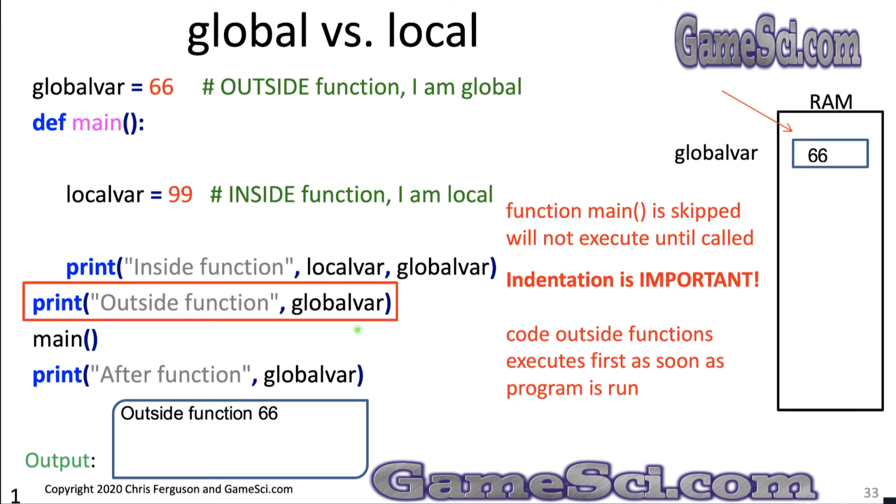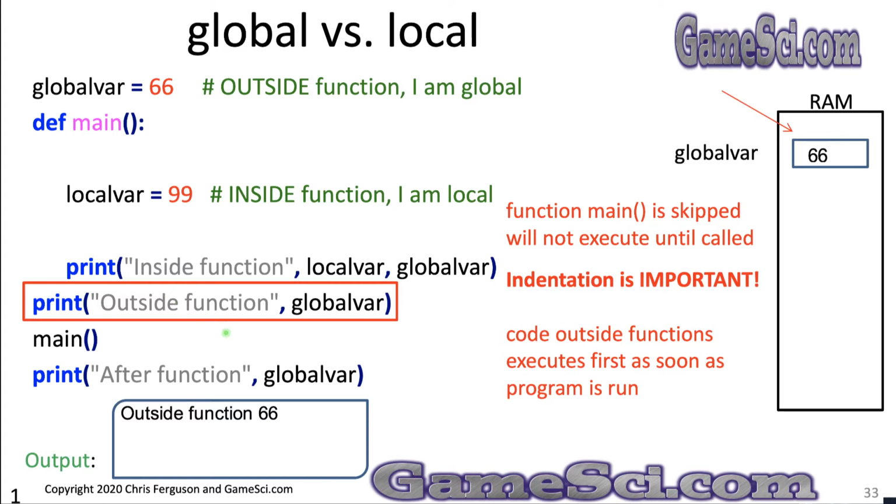The function main is skipped and will not execute until it's called. Indentation is important. All this code that is indented will be skipped. Code outside functions executes first as soon as the program runs. This is outside the function, it executes. Then we find the next line of code that's outside a function and it executes. And the code outside the function will execute before the code inside of a function does.